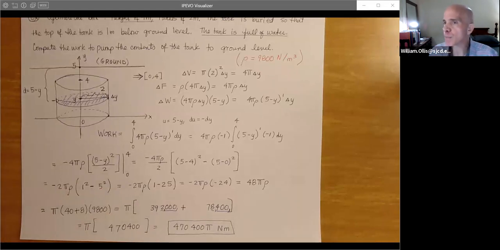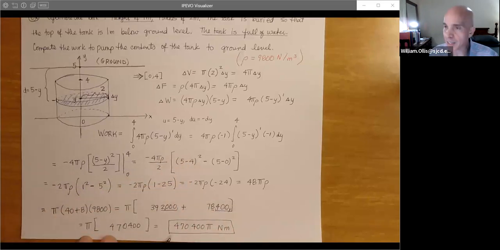And this is important. When you do your volumes of solids of revolution and things, you have the pi because the pi represents the transcendental number. It's not an approximation. Unless they say approximate, you have to give the exact answer. And so this is exact.